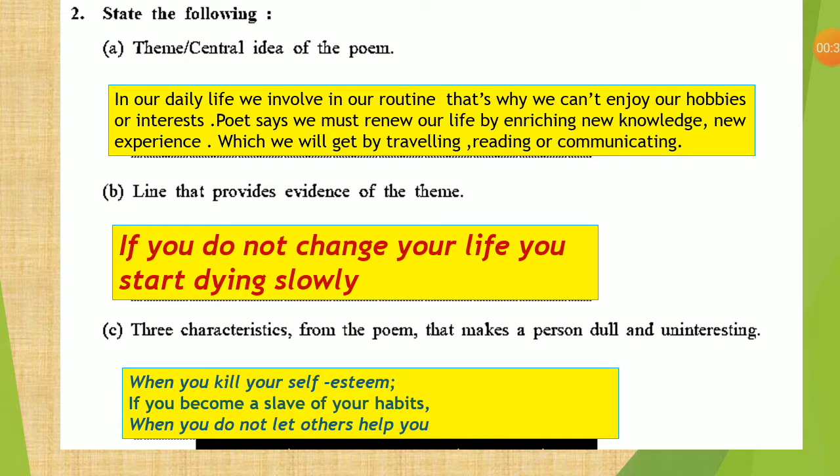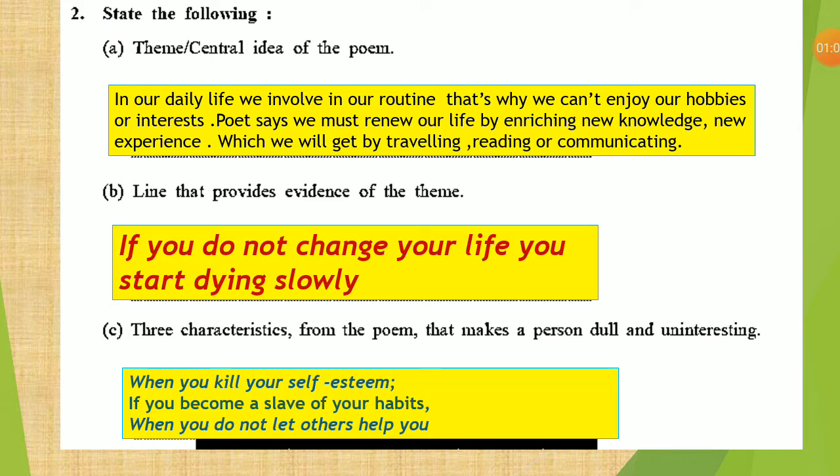Then, in the second activity, you have to write the theme or central idea of the poem. Here I have written this central idea, we are going to use it in the appreciation also. In the second activity, B is the line that provides evidence of the theme. What is the theme of the poem? That if you can't change your life, you are going to die slowly. See, the lines are written here.